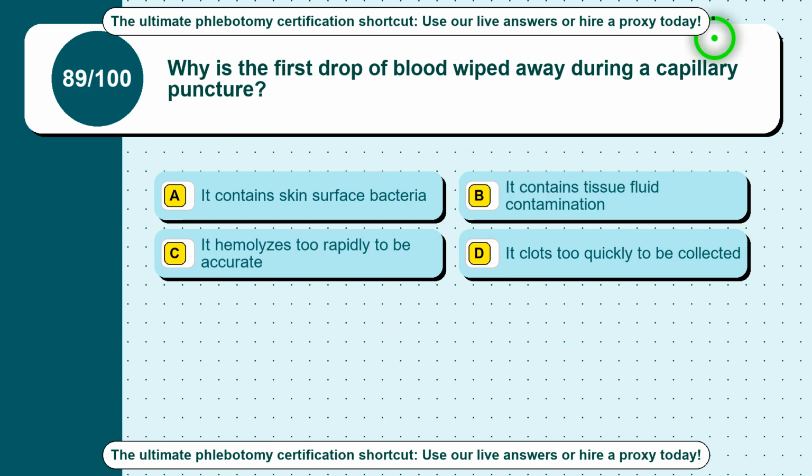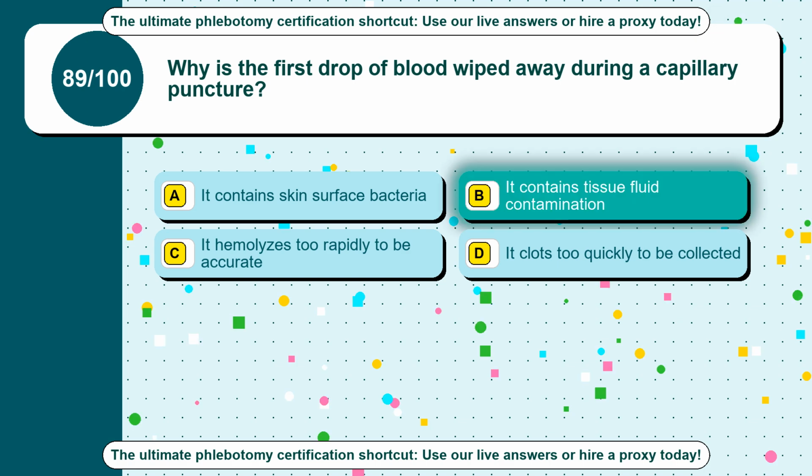Question 89. Why is the first drop of blood wiped away during a capillary puncture? Option A, it contains skin surface bacteria. Option B, it contains tissue fluid contamination. Option C, it hemolyzes too rapidly to be accurate. Option D, it clots too quickly to be collected. The correct answer is option B.